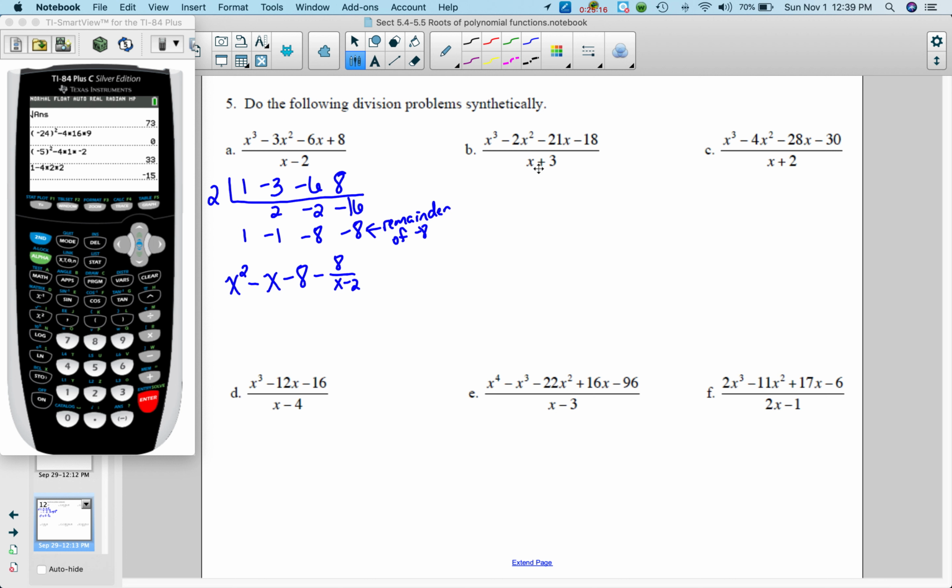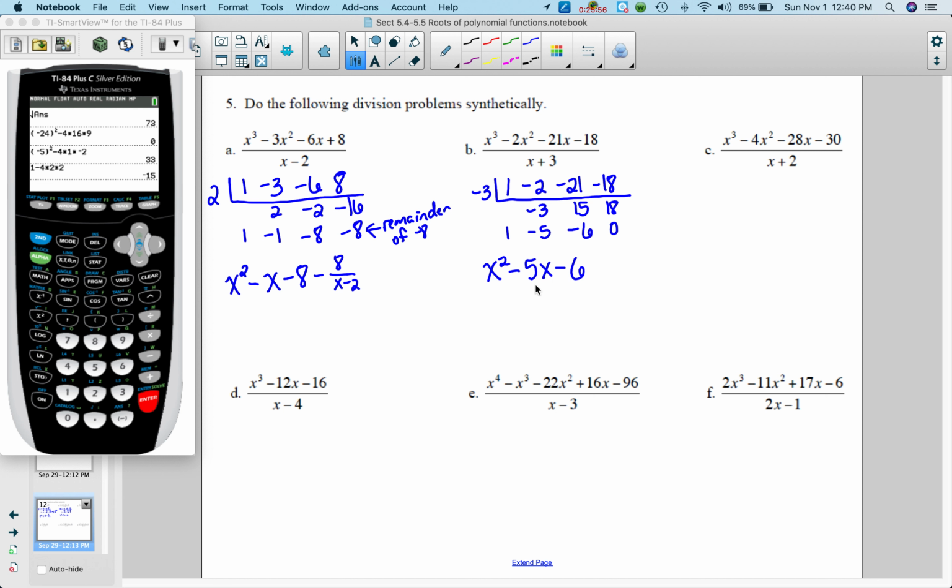For the next one, the opposite of this positive 3, we're going to put a negative 3 out front. My coefficients are 1, negative 2, negative 21, negative 18. Bring the first number down, multiply, and add. Multiply, and add. Multiply, and add. Notice I got 0. What does that tell me? If I got 0 as a remainder, that means x plus 3 is a factor. My answer is x squared, because remember you drop it down a power, minus 5x minus 6. So that would be my answer.